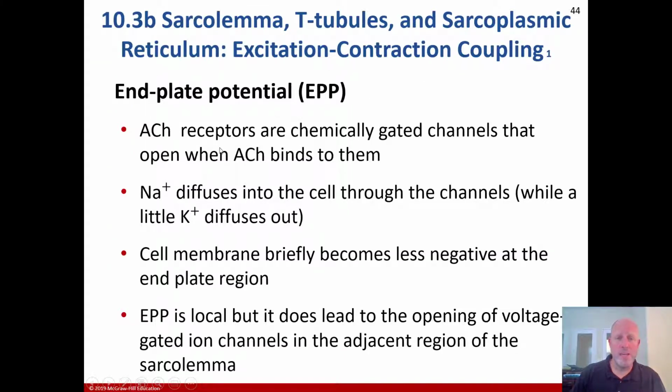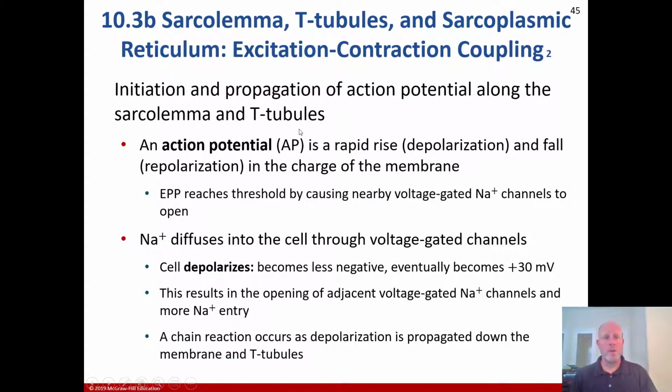The end plate potential occurs when the ACh receptors, which are chemically gated channels, open when acetylcholine binds to them. Sodium diffuses into the cell through the channels, while a little potassium diffuses out. The cell membrane briefly becomes less negative at the end plate region. That end plate potential is local, but it does lead to the opening of voltage-gated ion channels in the adjacent region of the sarcolemma, and that leads to the initiation and propagation of an action potential along the sarcolemma and the T-tubules.